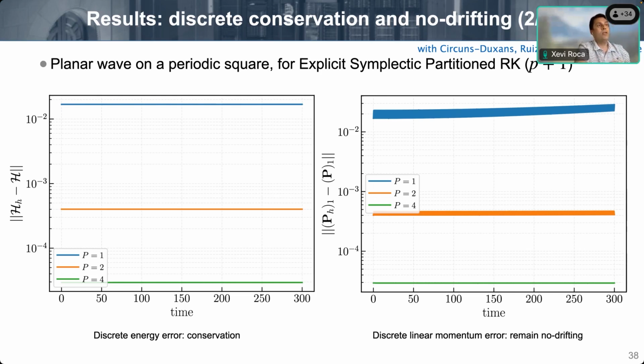What's going on is that we have oscillations of the error, and the amplitude of these oscillations is smaller the higher the polynomial degree. The other thing that we see is that the higher the polynomial degree, the smaller the error. This is just an illustration of conservation and no drifting for this kind of method. So, next slide.